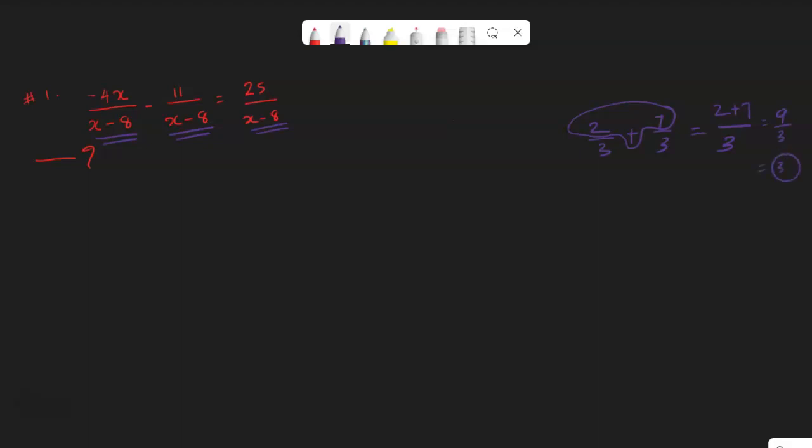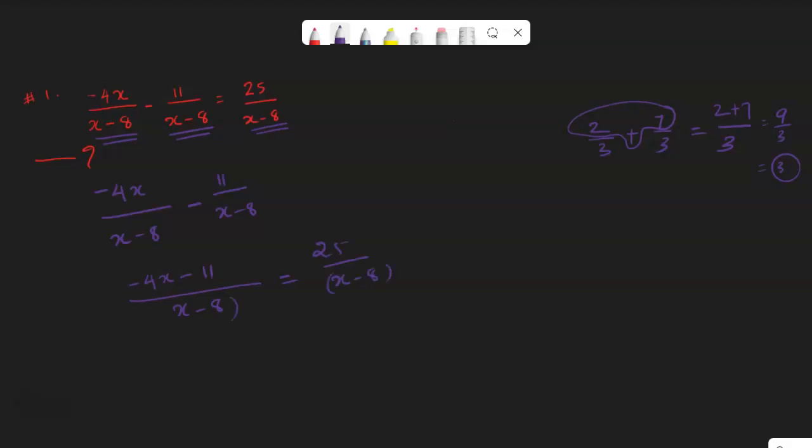So here the left hand side of the problem is negative 4x over x minus 8 minus 11 over x minus 8. So we can simplify this like what I did here. x minus 8 is the common denominator for the fractions. So the operation is negative 4x minus 11. What is the right hand side? The right hand side says 25 over x minus 8.